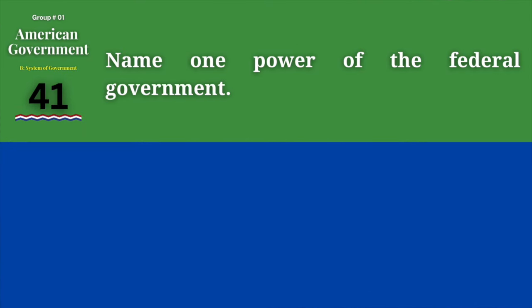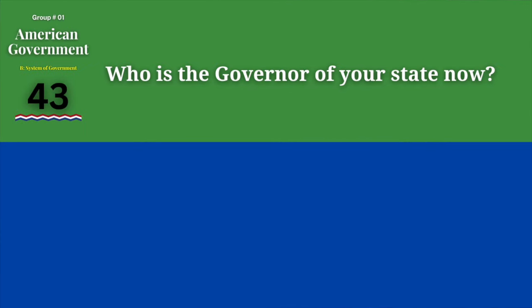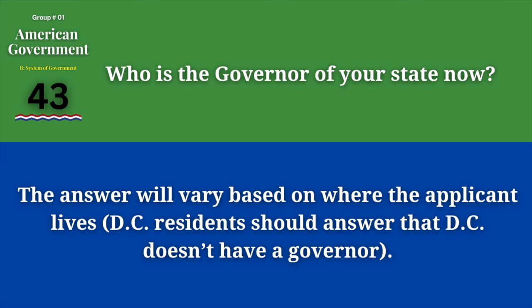Name one power of the federal government. To print money. Who is the governor of your state now? The answer will vary based on where the applicant lives. DC residents should answer that DC doesn't have a governor.